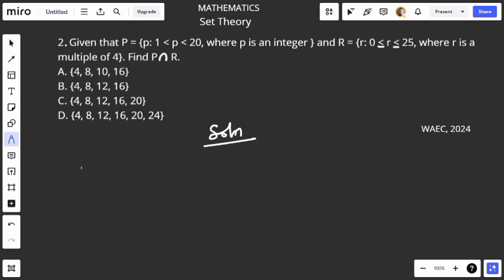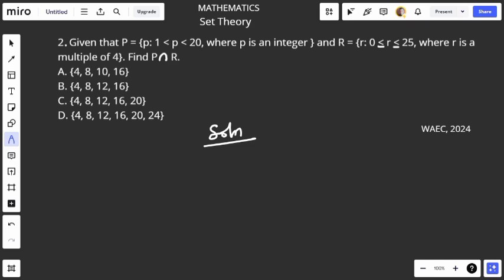So that's from set theory. The first thing we're going to do is, if you can do this, try it and see what the answer will be. We are going to list out the elements of P, and list out the elements of R from the description they've given us in the bracket.